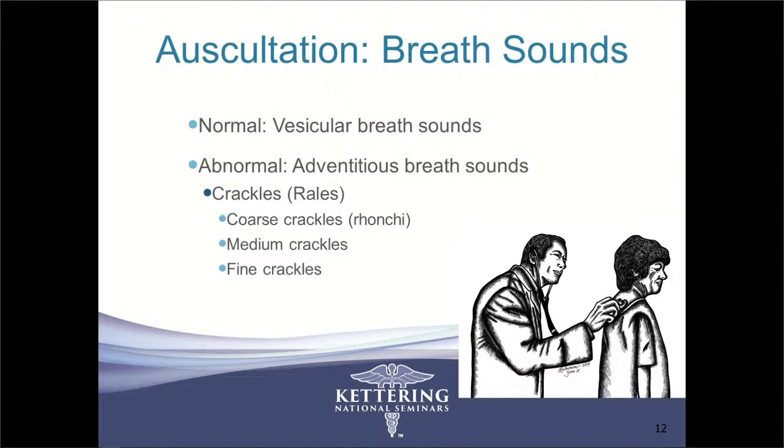Number 3, fine crackles or moist crepitant rales. That's secretions or fluid down in the alveoli. It's often associated with CHF and pulmonary edema. And then letter B, the treatment for that, of course, would be oxygen, positive pressure therapy, positive inotropic agents.